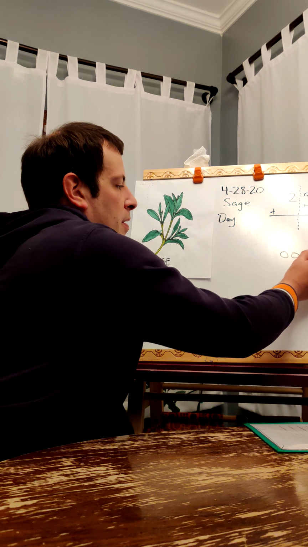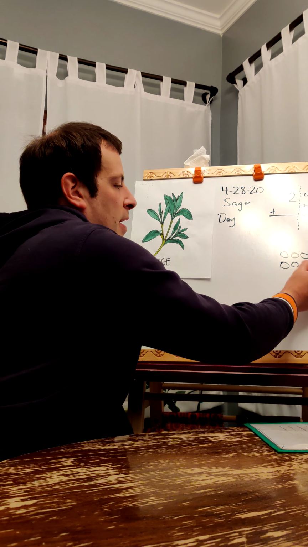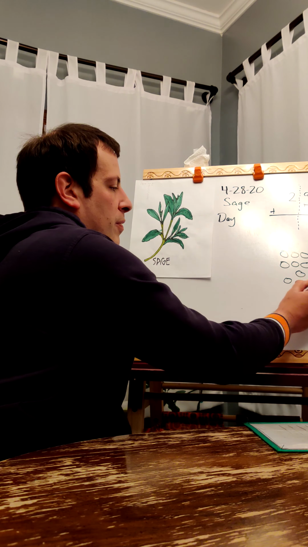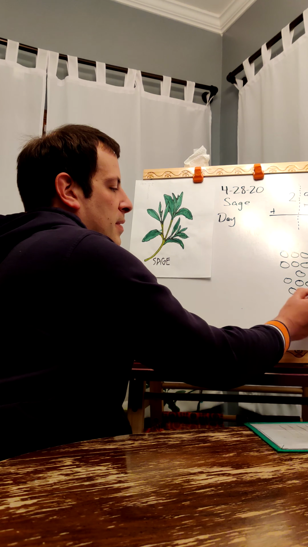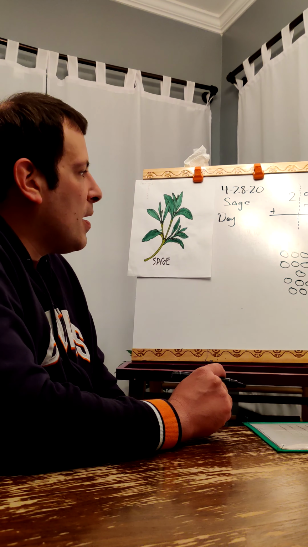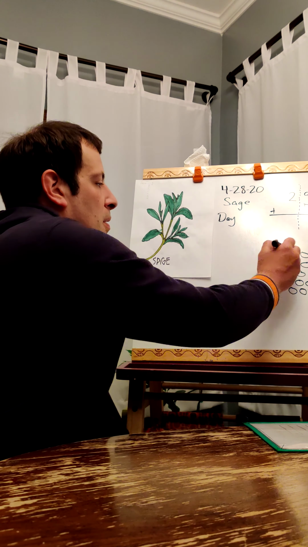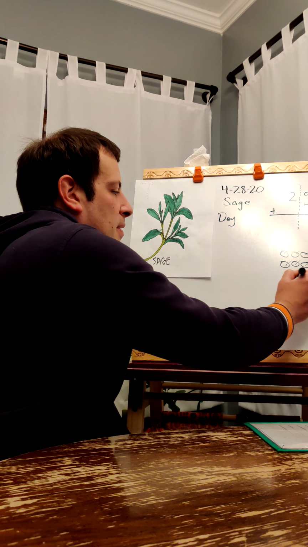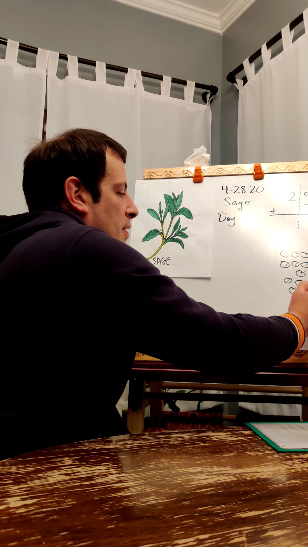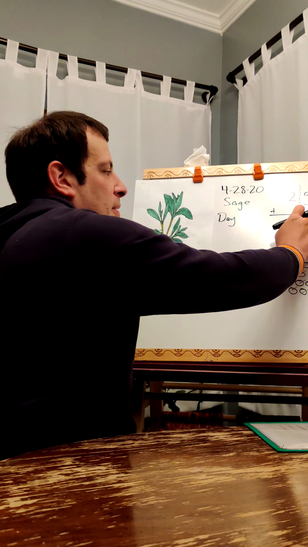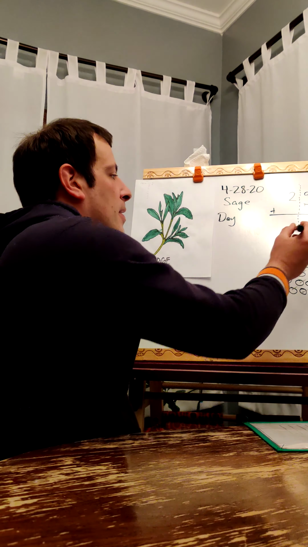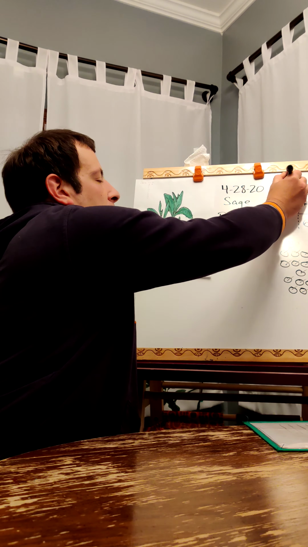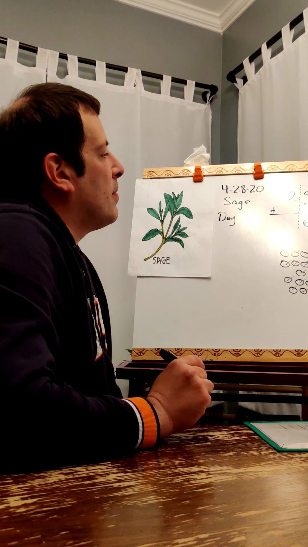I have 9 balloons. 1, 2, 3, 4, 5, 6, 7, 8, 9. And I buy 7 more. 1, 2, 3, 4, 5, 6, 7. How many balloons do we have all together? 1, 2, 3, 4, 5, 6, 7, 8, 9, 10, 11, 12, 13, 14, 15, 16. I can't put 16 here. Only one number could go there. And that's your single digit 6. Your 1s. And that 1 goes up there.